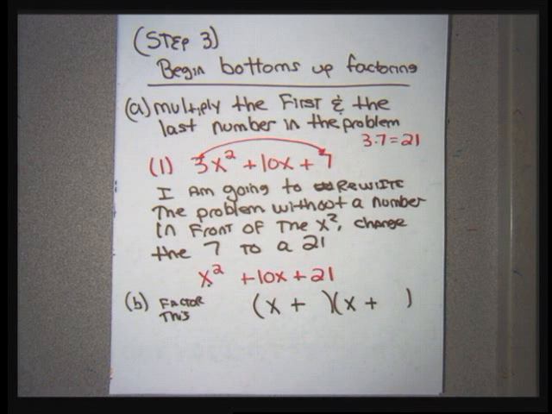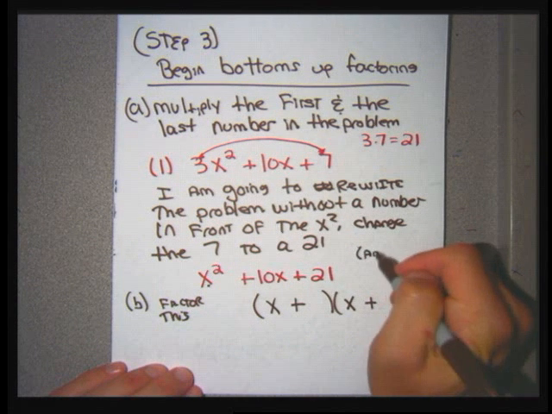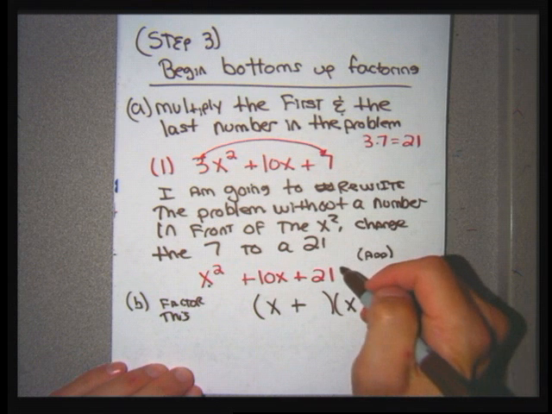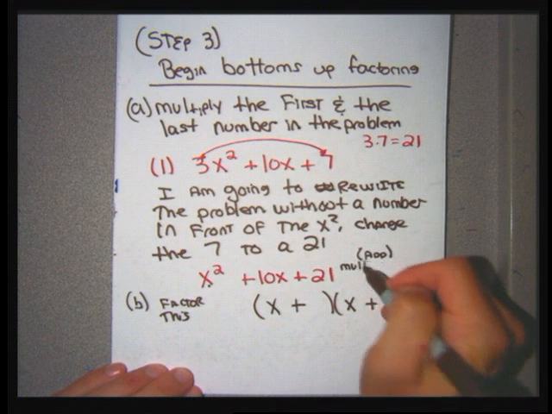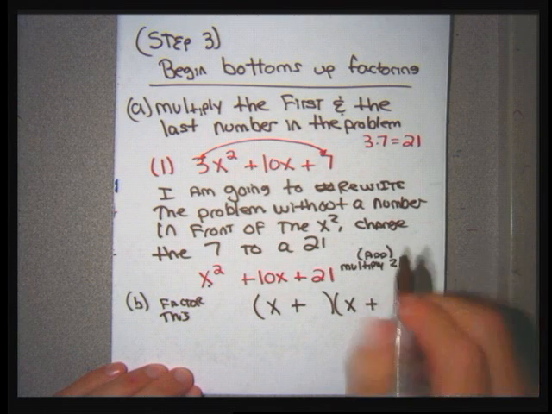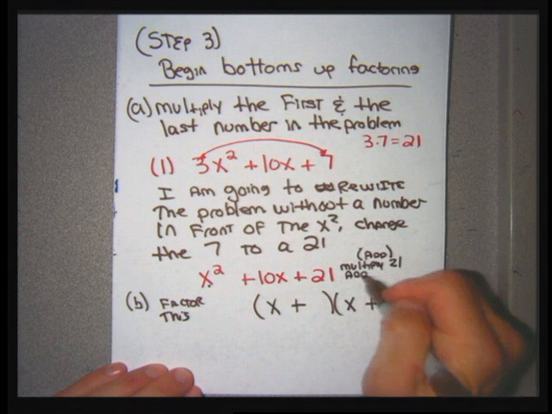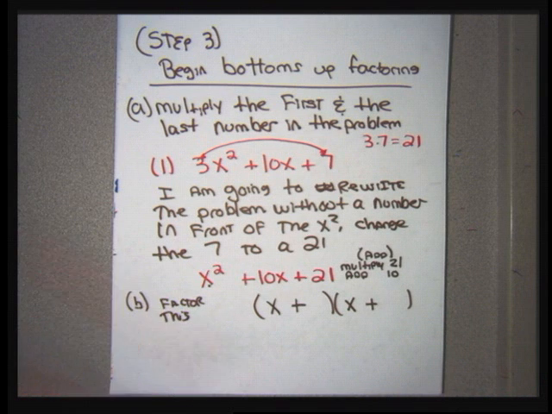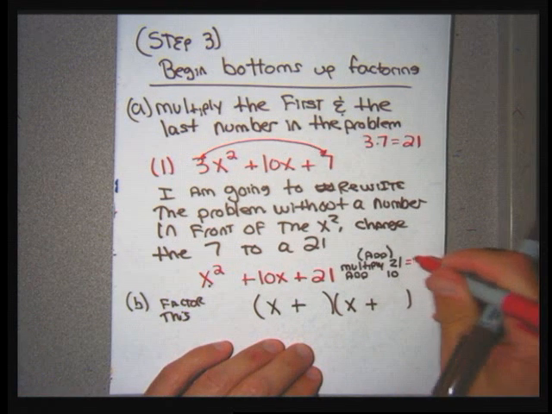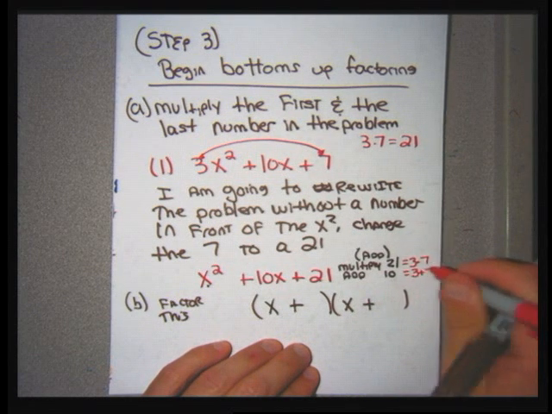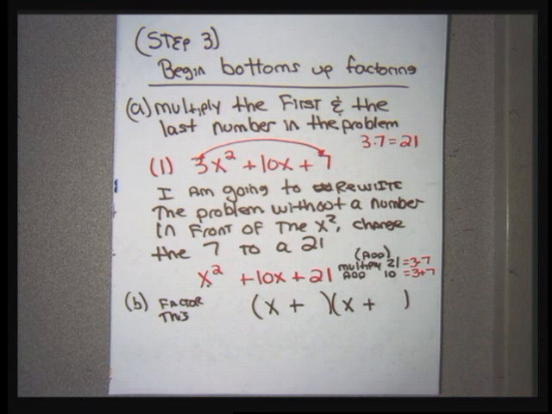Now I need to get the lasts, and the key word that I had written for this problem when I talked about my parentheses was add. This is what my lasts are going to need to do. My lasts are going to have to multiply to be the last number in this problem, which is 21. Keyword is add, so my lasts have to add to be the middle number in this problem, which is 10. And the 2 numbers that do that simultaneously are 3 and 7, because 3 times 7 is 21, and 3 plus 7 is 10. And those are the numbers that need to go in my lasts.